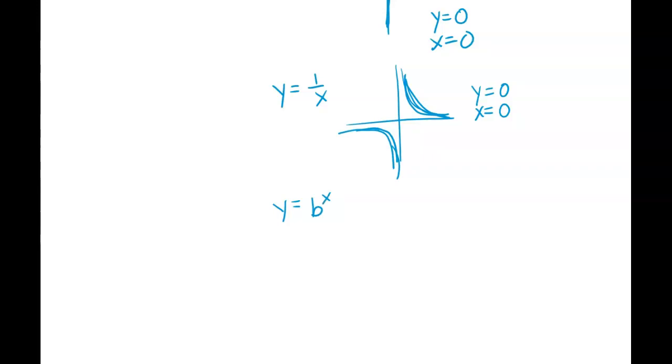Y equals b to the x. It looks like this, and basically this is going on forever there, but as x goes to negative infinity, we're approaching the x-axis, right? Getting close to 0, and the x-axis is y equals 0, so that's the asymptote. Okay, and basically what happens is, just like a vertex or an endpoint would shift around, the asymptotes do as well.